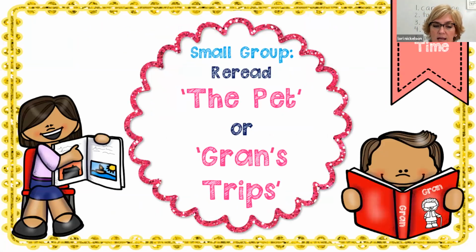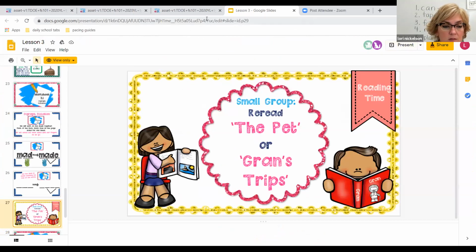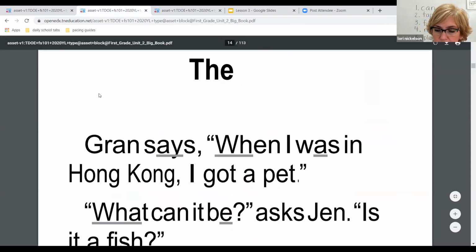All right, so now we're going to reread The Pet about Grandma. So I am going to share that again. So let's go down. Bring up my story. The Pet. Now remember, on my story, the word pet is missing off the top. Not sure why, but it just says the at the top. So I'm going to read it to us. So follow along as I'm reading.